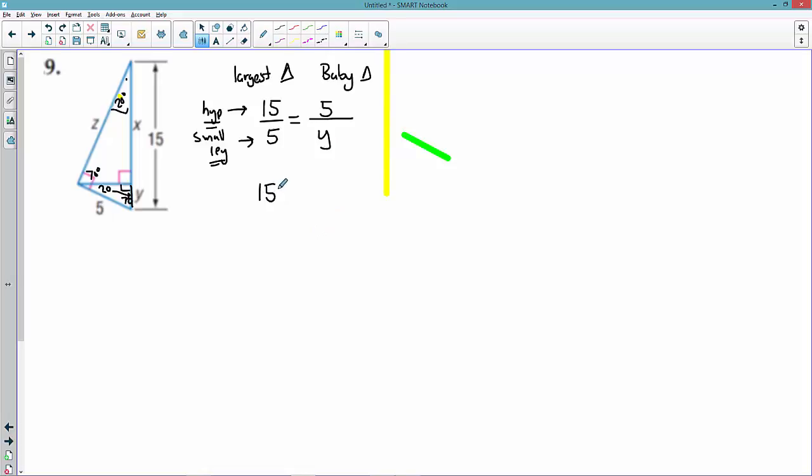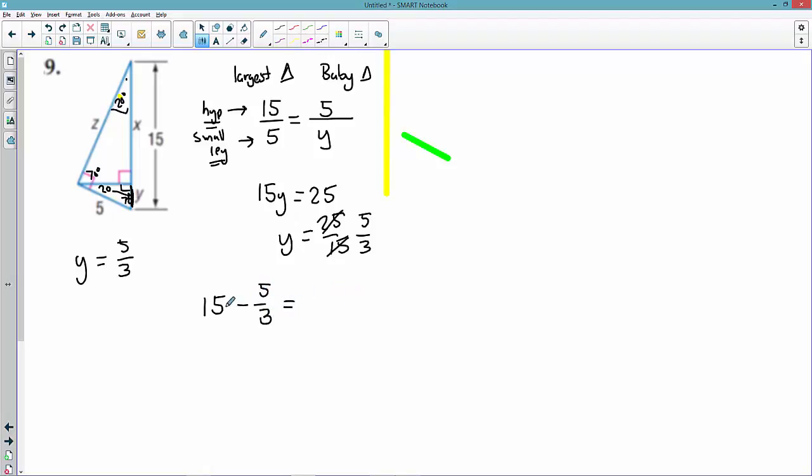So I get 15Y equals 25. It's not going to be pretty. Y equals 25/15, which reduces. 5 goes into both of these 5 and 3 times, so Y equals 5/3. Now, to get X, we're going to have to subtract that from 15. X is going to be 15, the entire length of the hypotenuse, minus this little piece here, which is 5/3. So 15 minus 5/3 is going to give me X.